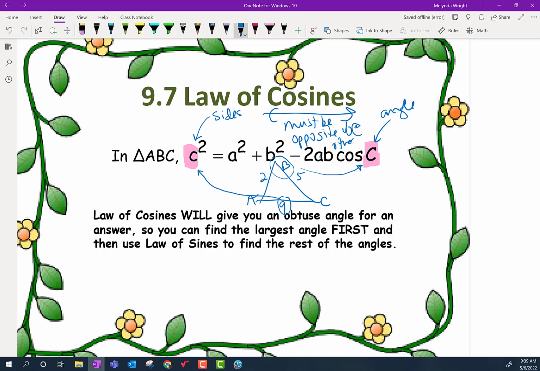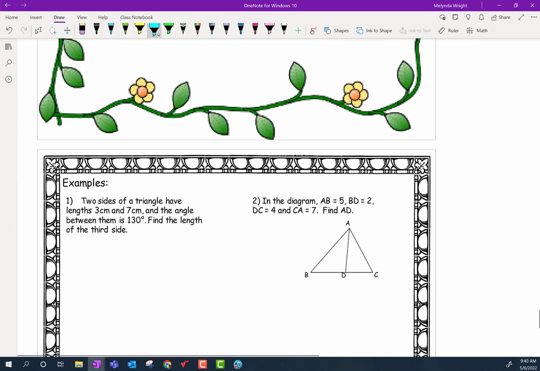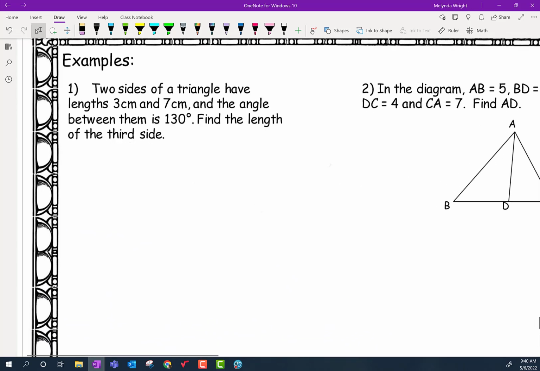Now the great thing about the law of cosines is that it will give you an obtuse angle for an answer. So if you really love the law of sines and would rather use that, you can find the largest angle first with the law of cosines, and then switch to the law of sines to find the rest of the angles. That's a choice you have. Or if you just love the law of cosines, you can continue to use it. All right, let's do some examples. You'll need your calculator with you. This is definitely a calculator lesson.